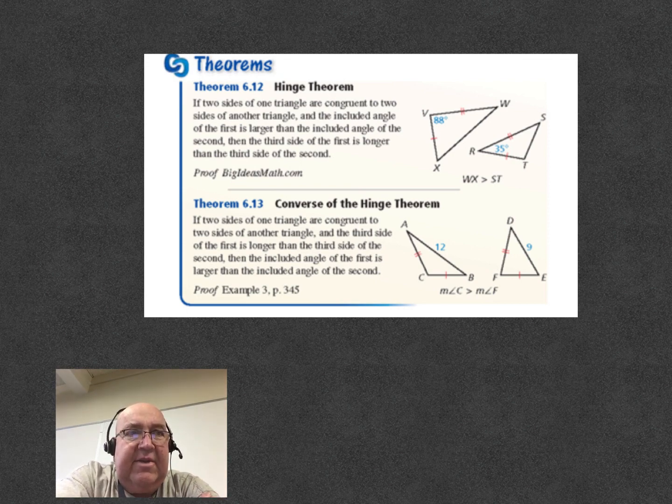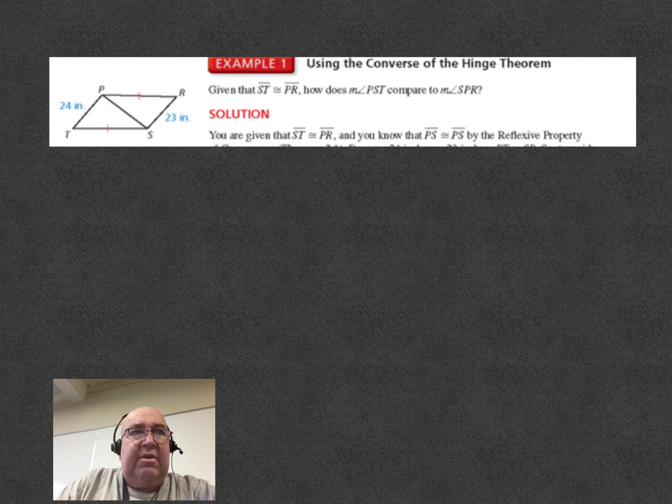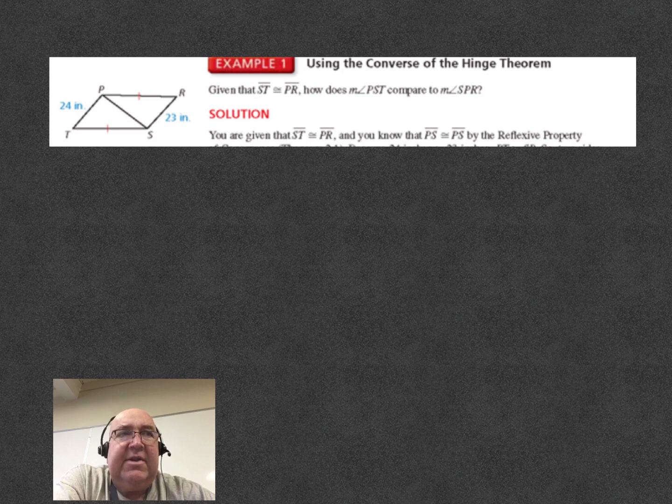The converse of that is if we have two congruent sides and our third side is either larger or smaller, the larger side has a larger angle included. So we're going to use the converse of the hinge theorem.